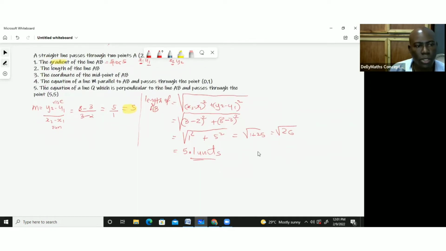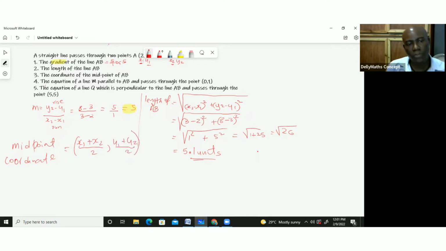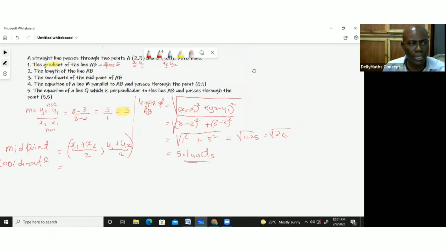Now, in response to the midpoint. In finding the coordinate of the midpoint, I'm just going to write the midpoint coordinate. The midpoint formula is X1 plus X2 over 2, and that's going to give us the x coordinate, and then it's Y1 plus Y2 over 2, and that's going to give us the y coordinate. So let's look back at our labeling.